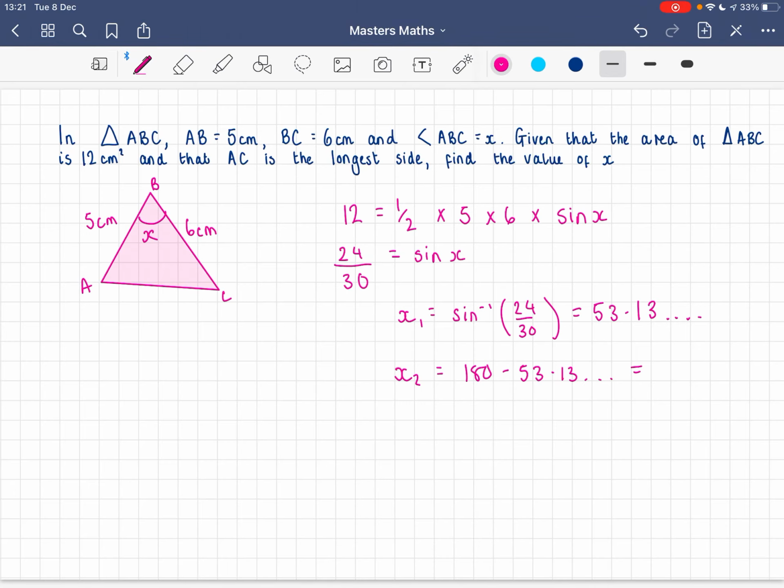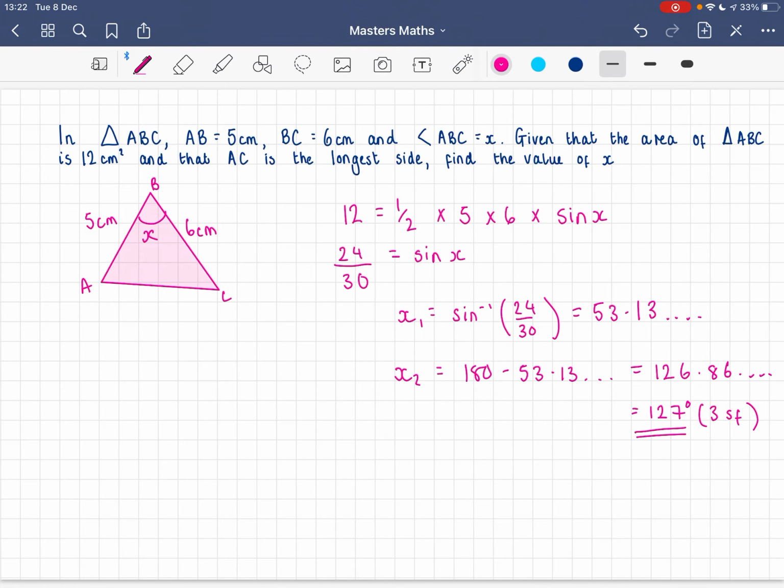And that gives me 126.86, etc., which is 127 to 3 significant figures. Okay, that is an angle, so I'm going to give it degrees, and that 127 is the value that I'm going to take.